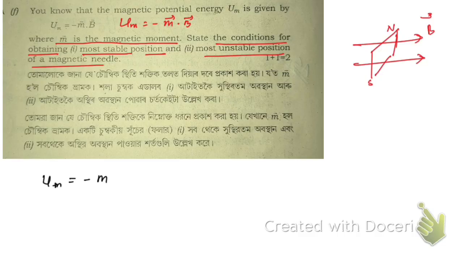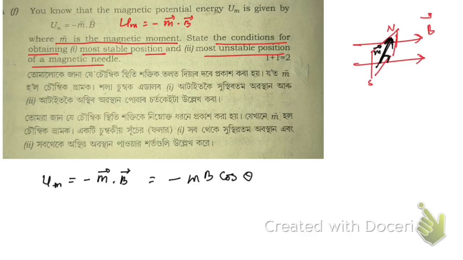U is equal to minus M dot B. So here you can see that it can be written this way, minus MB cos theta. Now, the direction of magnetic moment should be south to north. Actually, this is the direction of the magnetic moment vector, right? So south to north. We measure the angle with this direction, south to north.